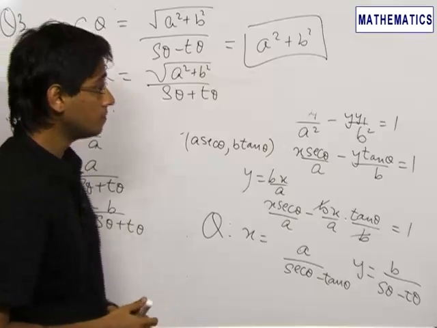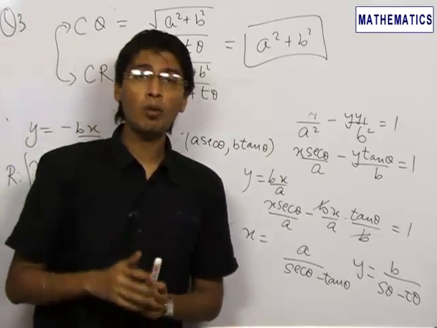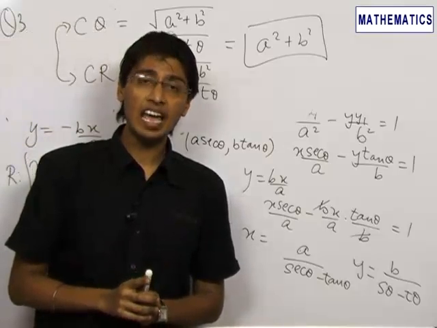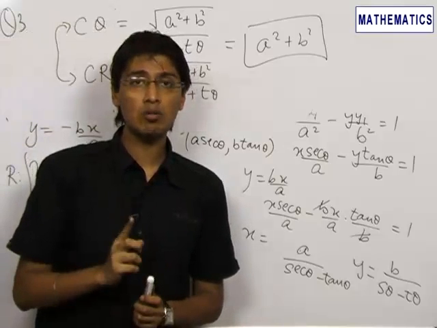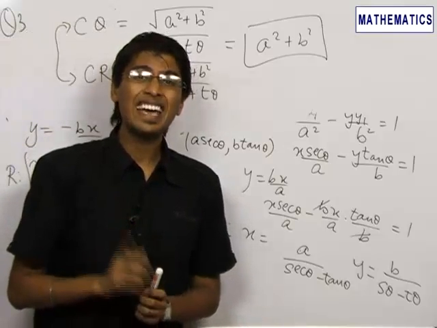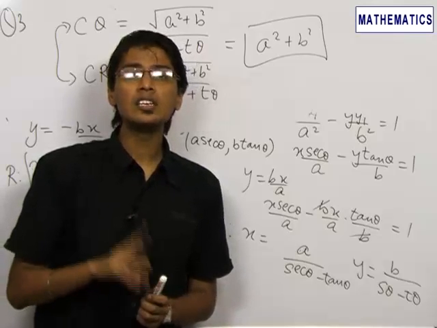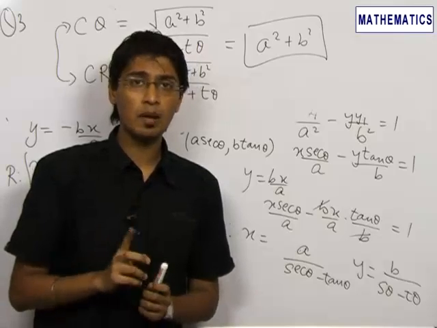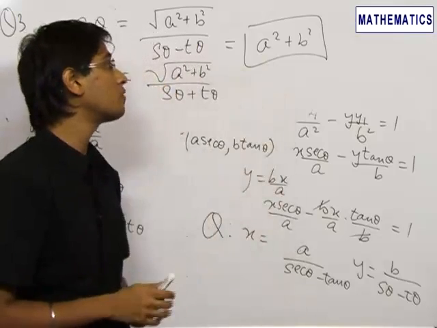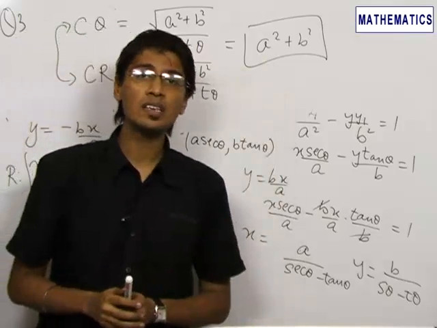a square plus b square. In this question we learned one important thing, that the two asymptotes for any hyperbola x square by a square minus y square by b square equal to 1 are y is equal to bx by a and y is equal to minus bx by a. These are the two important formulas for the asymptotes that you should remember, and hence the final answer for CQ into CR is a square plus b square.